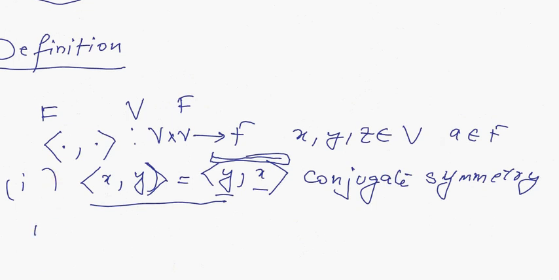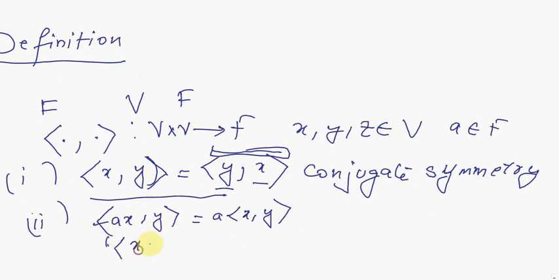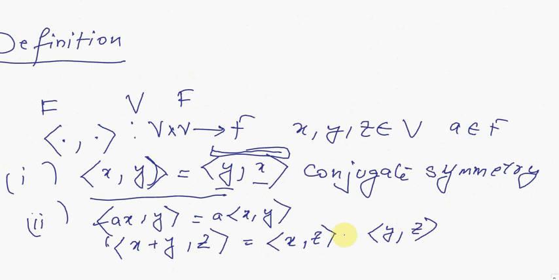Okay, the number two requirement is, if I take a vector x scaled by the scalar a, and take its inner product with the vector y, then this scalar a comes out of the inner product. Along with this, if I vector add x and y and take the inner product with a third vector z, it is the same as if I take the inner product between x and z and the inner product between y and z, and add both results.